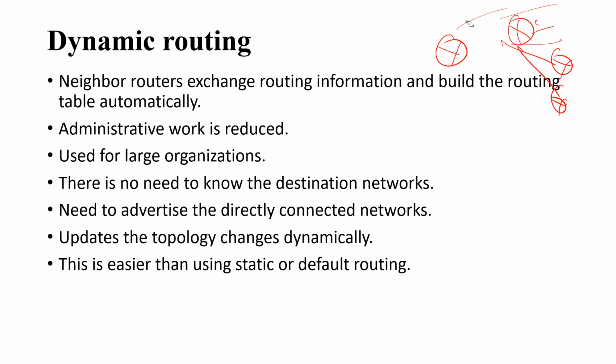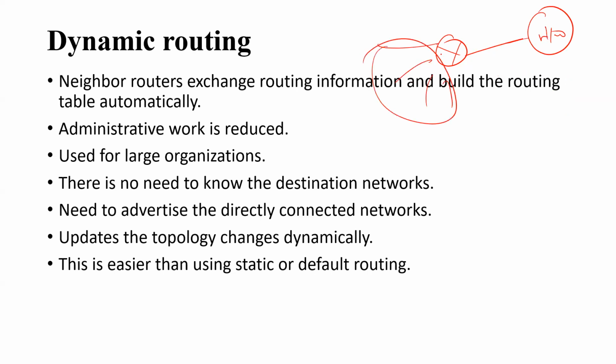But in dynamic routing, we won't configure routes to all the other connected subnets. We will just add the network to the router where it is connected, and every other network it will learn. Neighboring routers exchange routing information and build the routing table automatically.